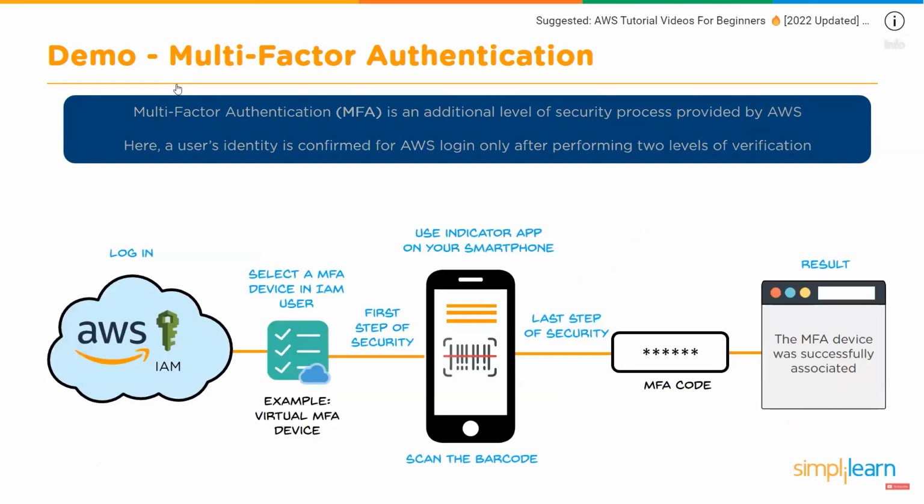Now, that's very similar to how we log in to our Gmail account sometimes. When we log into a Gmail account and if you have the proper setting enabled, it's going to send a one-time password to the mobile phone, and only after we put that information, it's going to let us log in. Let's see how all this is done in an AWS account.